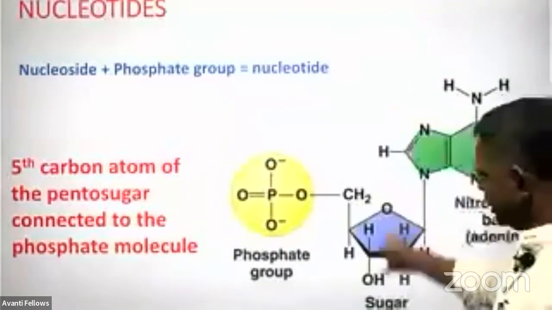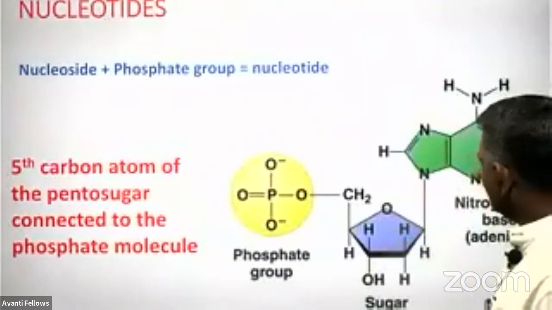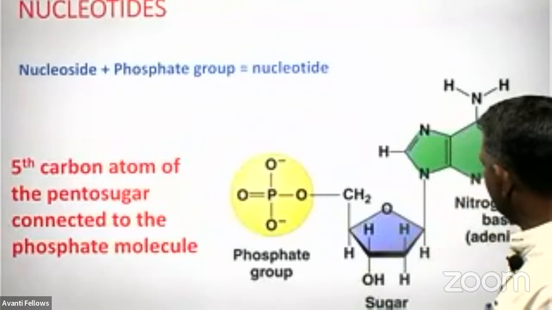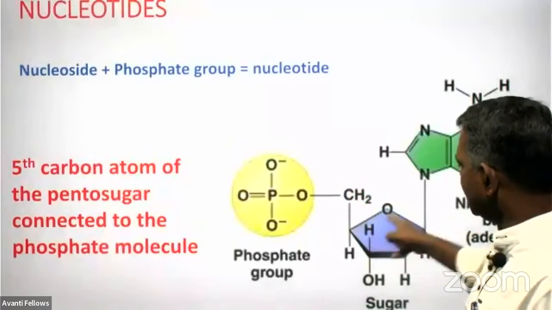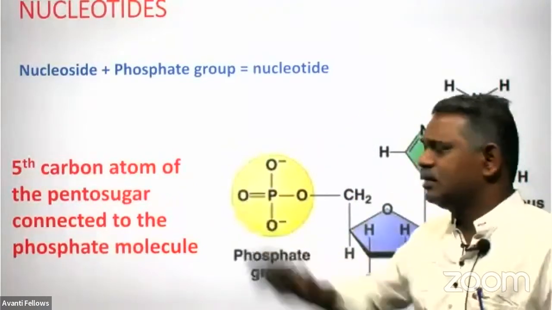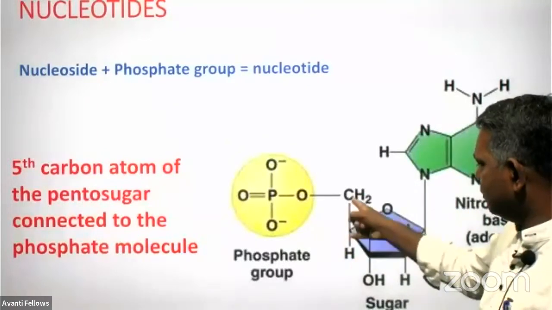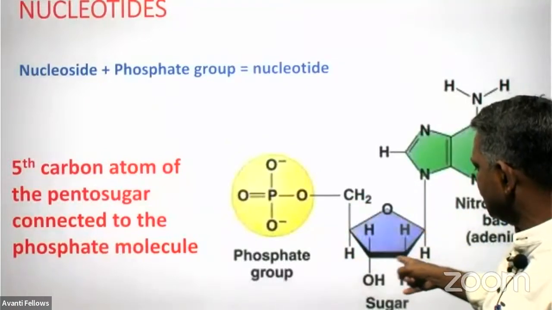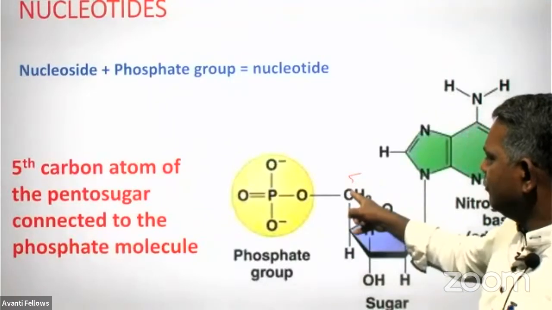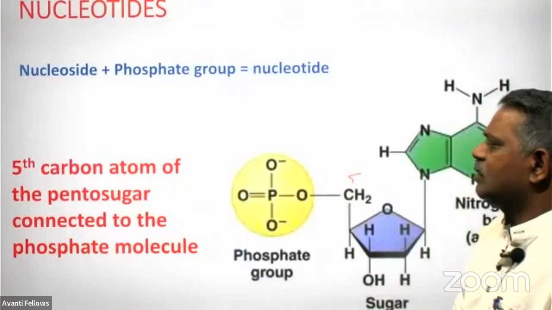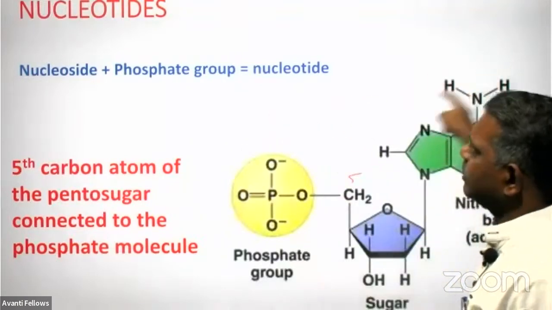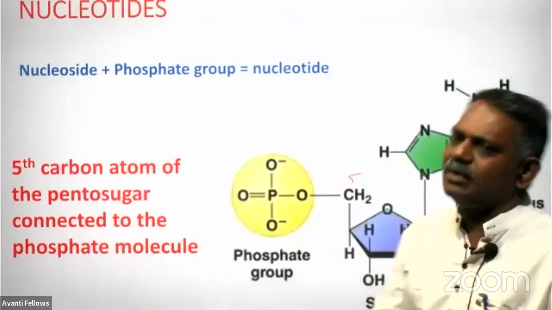It is exactly at the center, and it is connected to the nitrogenous base with the help of the first carbon atom on one side, and the fifth carbon atom of the pentose sugar is connected only to the phosphate group on the other side. This is the first position, second, third, fourth, and this is the fifth carbon atom. The fifth carbon atom is only connected to the phosphate molecule to get a more complex molecule, and that we call a nucleotide.